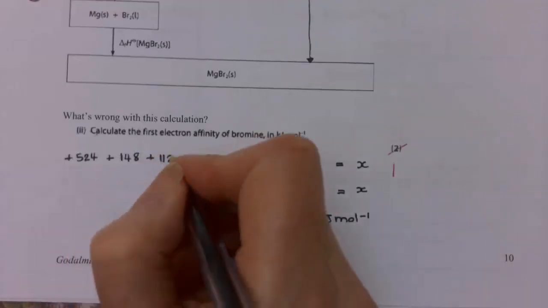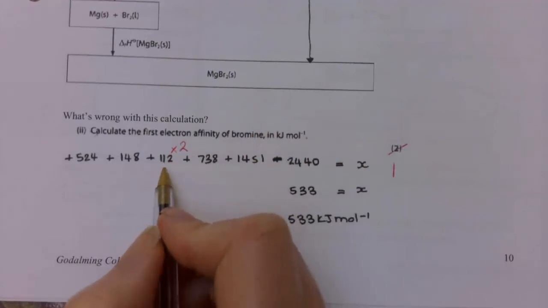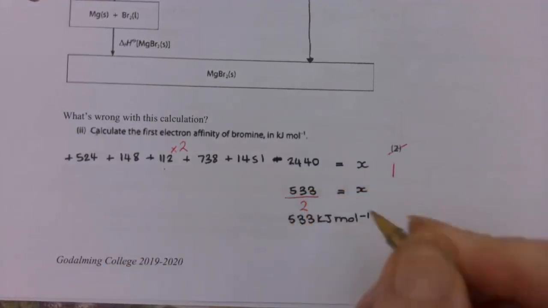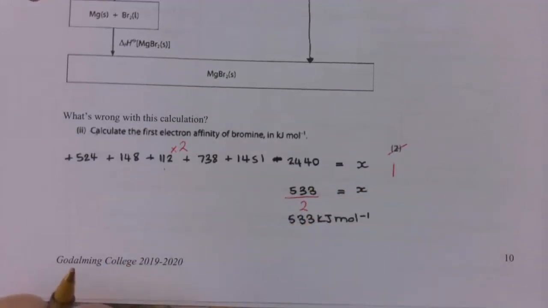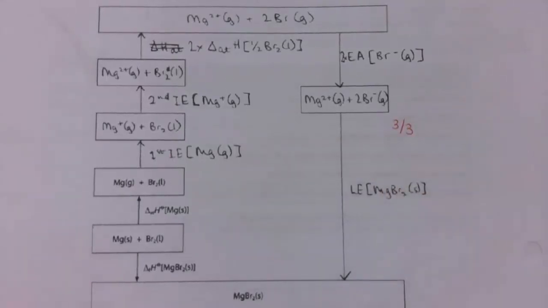Again, on the calculations here, they've forgotten to times, again, the electron affinity of bromine by 2, because there's 2 moles of bromine atoms, and they've forgotten to divide the answer by 2 at the end, because we want the single electron affinity of bromine, not 2 times the electron affinity of bromine. The next one was given full marks. They have all the state symbols and all the labelling correct.